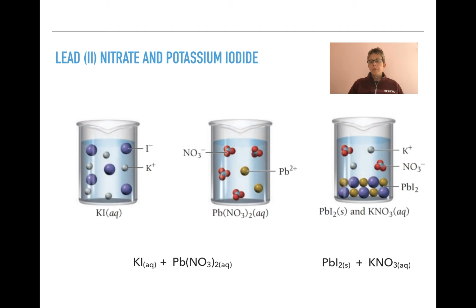Our third beaker represents our products. And again, like we saw in the demo, the precipitate settles at the bottom. So we have the lead-2 iodide at the bottom, and our spectator ions, potassium and nitrate, are in solution above that.